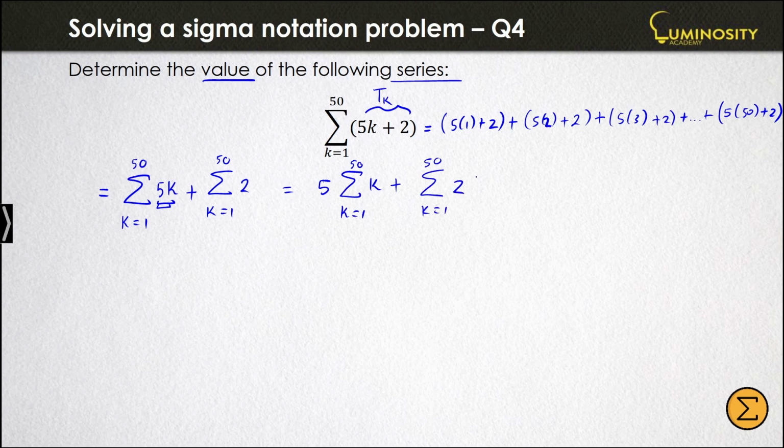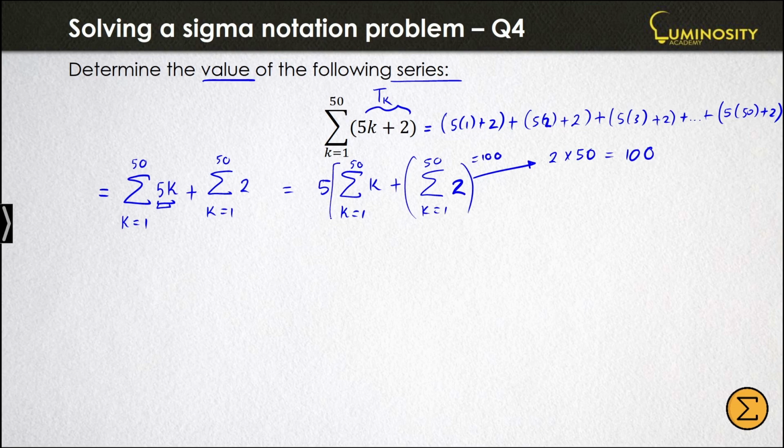So let's break it down first. This second term here is the summing constants formula, because you're summing the constant number 2, how many times? 50 times. So we know that that is going to be 2 times 50, which is 100. So this entire expression here is just equal to 100.